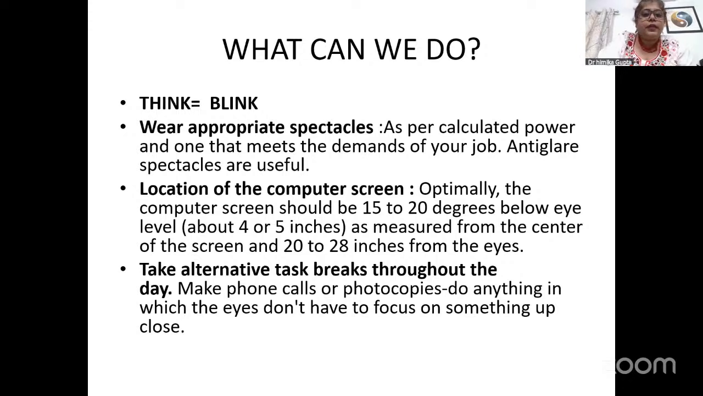15 to 20 degrees below. Okay. And try to alternate the screen time with other tasks. So if it is at a workplace, they can go and maybe take a photocopy or go have a meeting, come back. So it has to always alternate. Even for kids, we tell them.